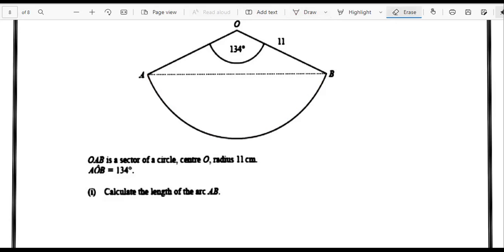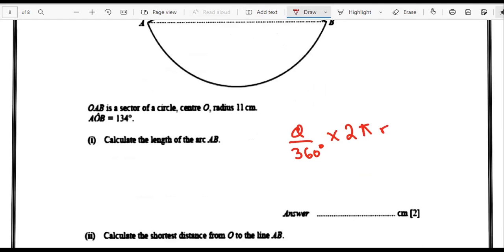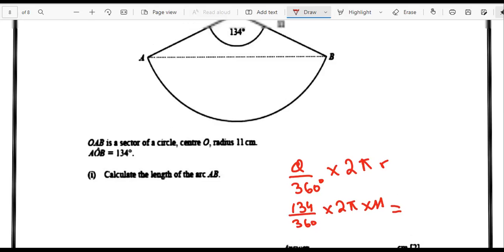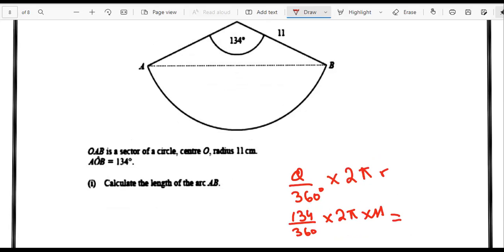Okay, so it is going to be theta divided by 360, now we are going to use the angle in degrees because the given angle is in degrees as well, multiplied by 2 pi r. And yeah, now I need to plug in the values of theta and r. So that would be 134 by 360 multiplied by 2 pi into 11. And what are we going to get? This is going to be 25.7. Okay, so this would be 25.7.